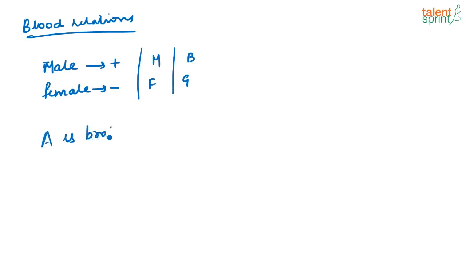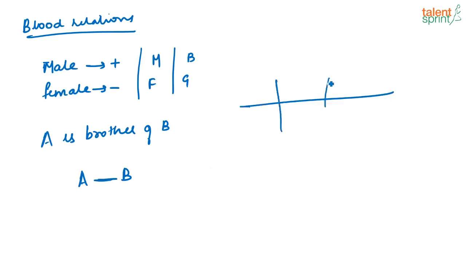If I say A is the brother of B, I know that A and B belong to the same generation. People in the same generation are generally represented in the same horizontal line like this. People in different generations are represented with vertical lines in between them. Now generally you have 3 generations in questions: the first generation, the second generation and the third generation. Many of us get confused as to which is the first, which is the second, which is the third generation.